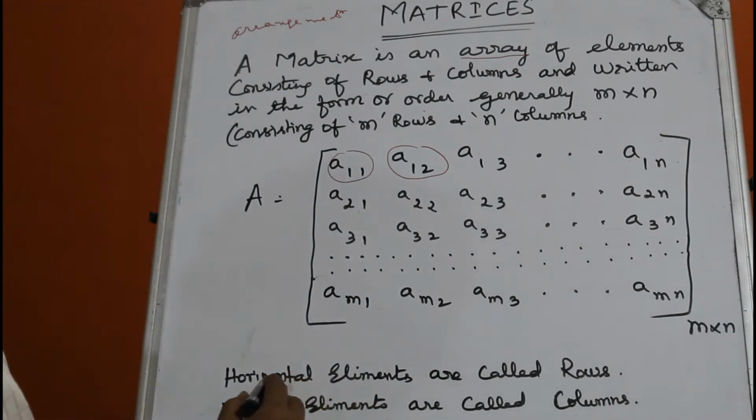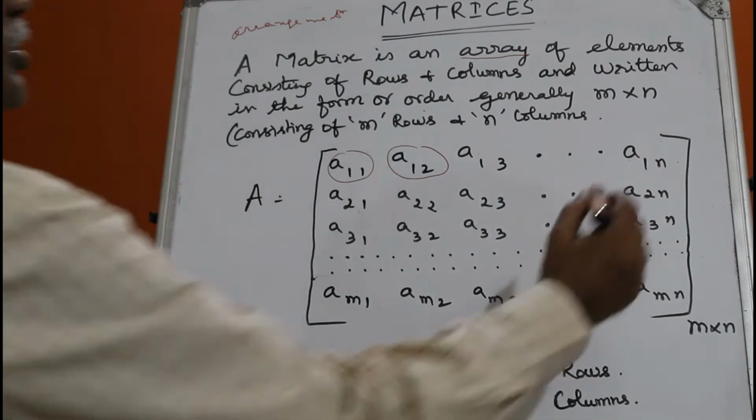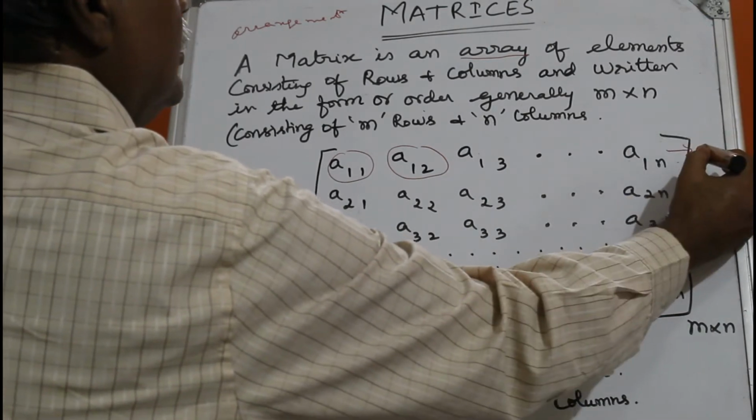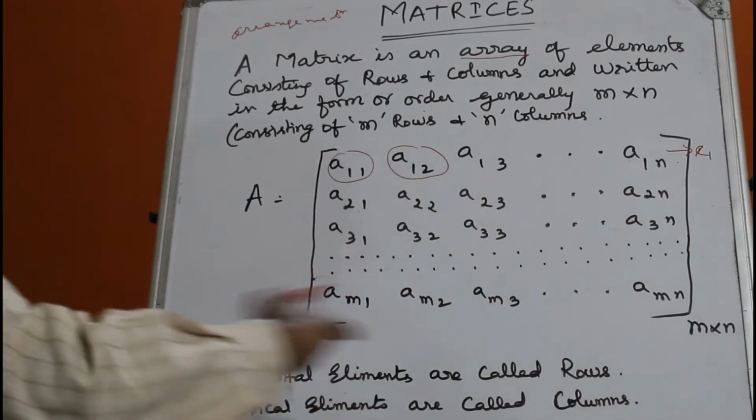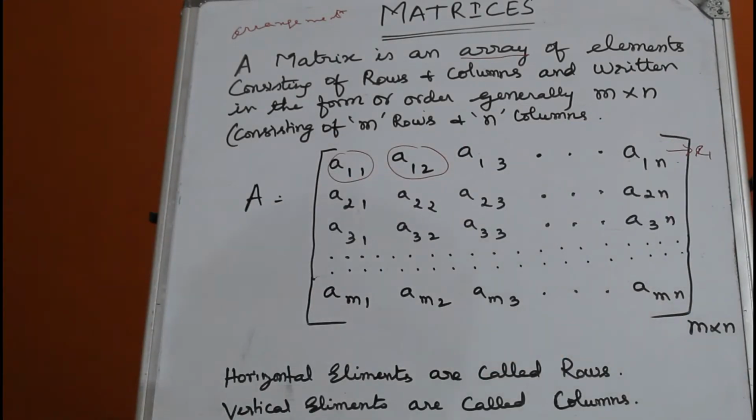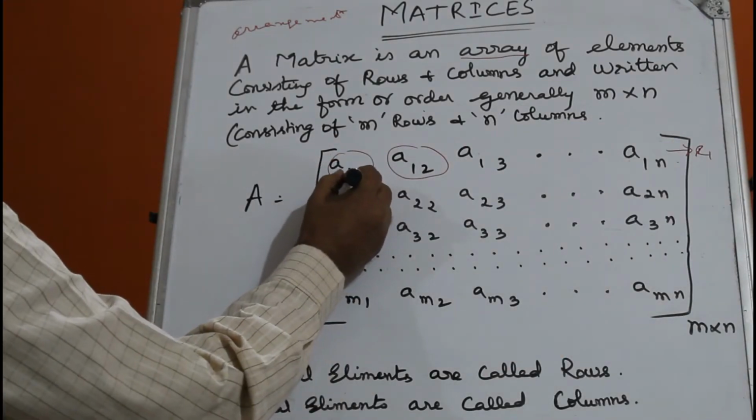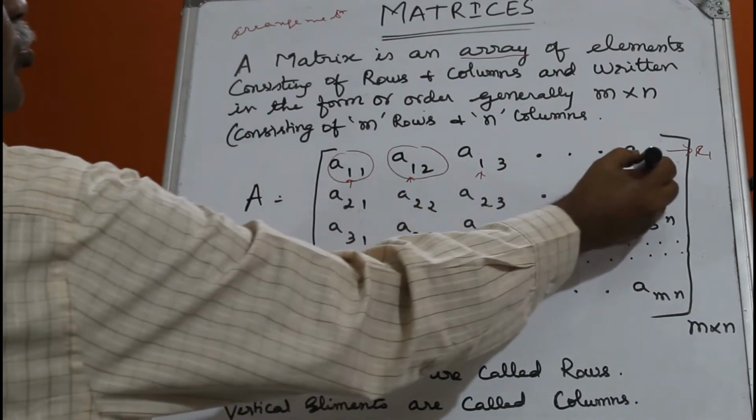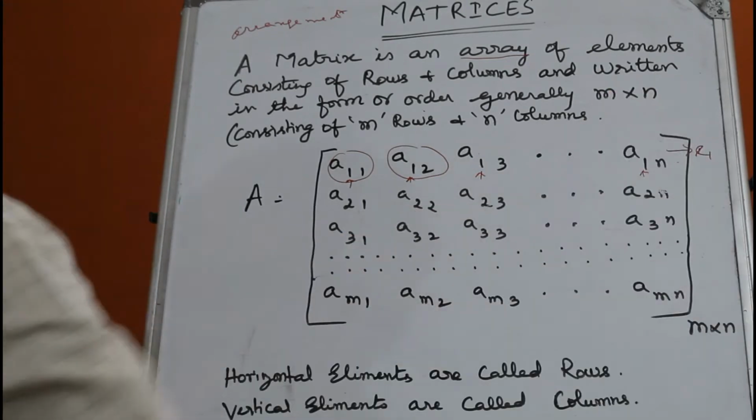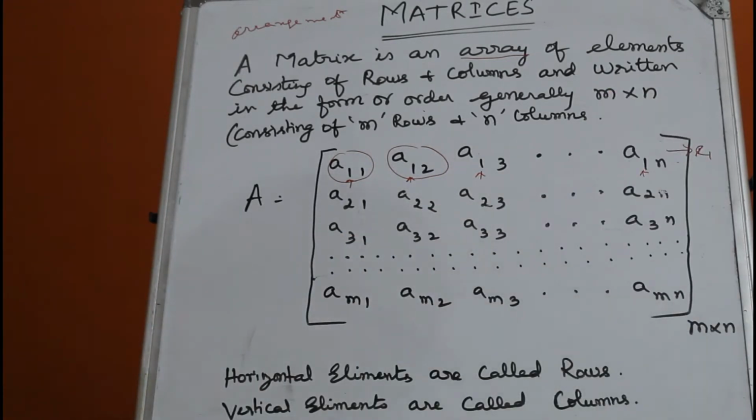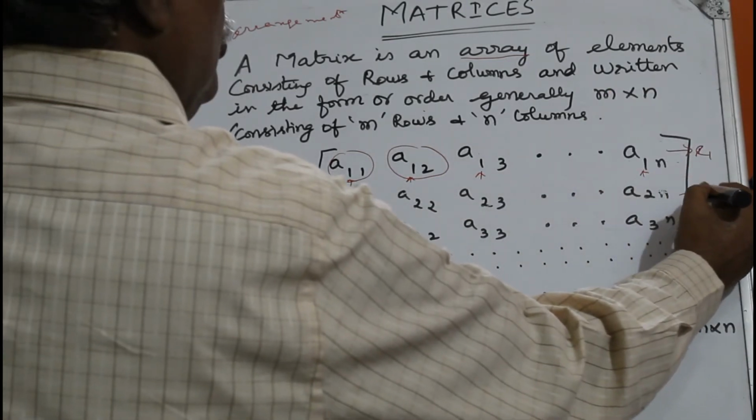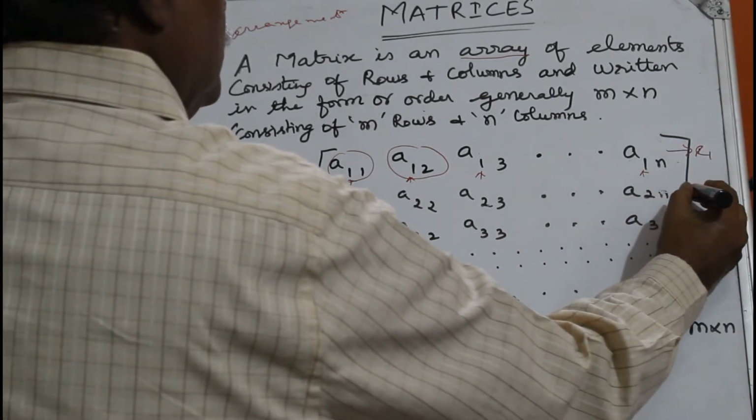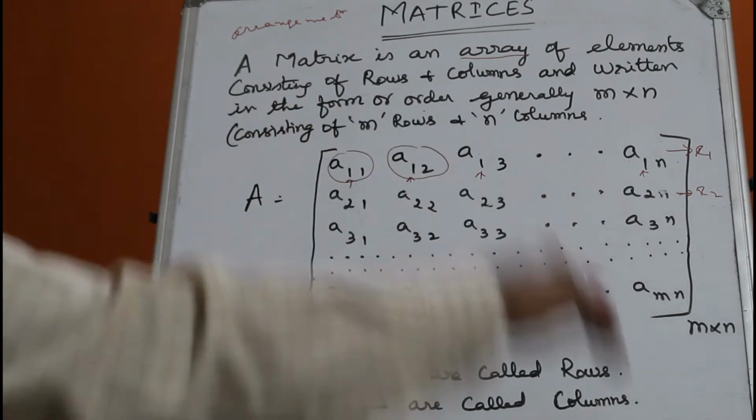Rows are nothing but horizontal elements are called rows. Look here. This is called row 1. This is a horizontal element. Horizontal means lying position. Okay. Next one is called actually what? Row 2. Horizontal elements are called rows.